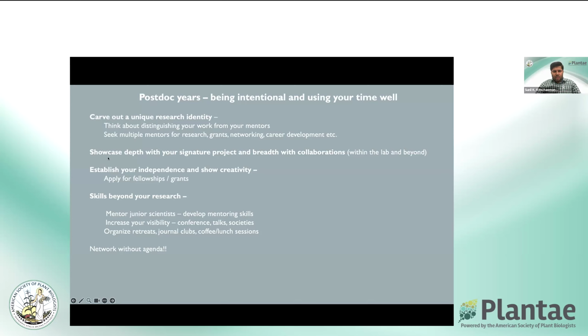And some of the advice that I've got is that you have to think about trying to show your depth with a signature project, but then you also have to show that you are open to collaboration. You can work with others, whether it's within the lab or beyond the lab. So try to develop both and have a balance between your important projects that you are driving solely, but also others where you collaborate with others and maybe get a co-author publication from that kind of work. And as I mentioned, you have to establish your independence and show creativity.